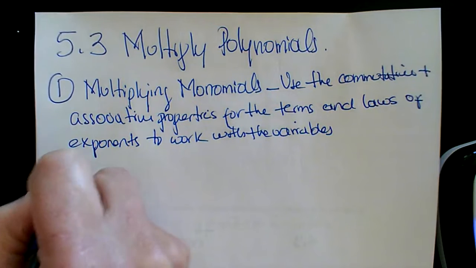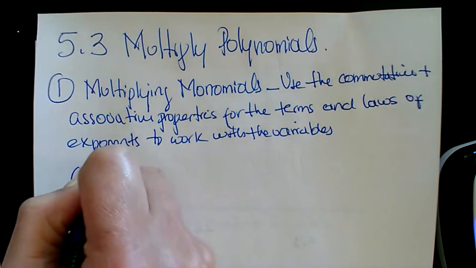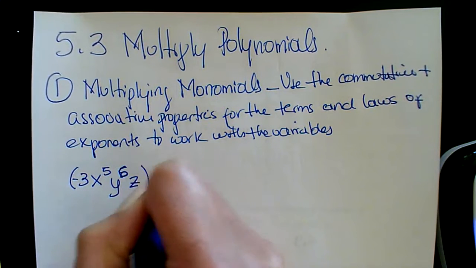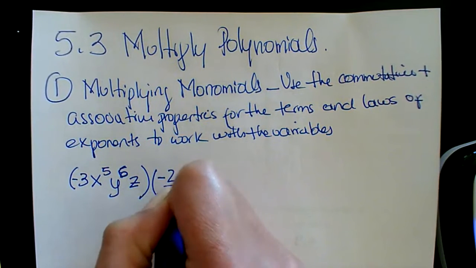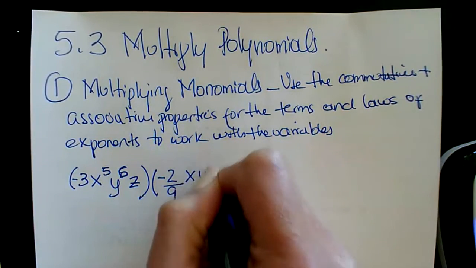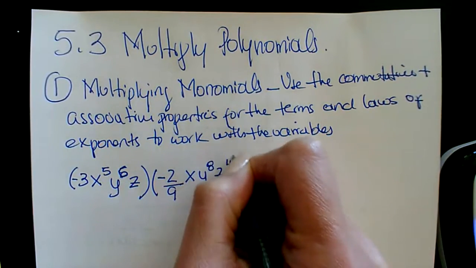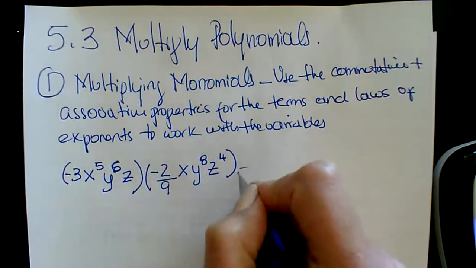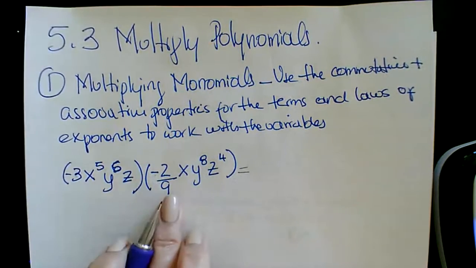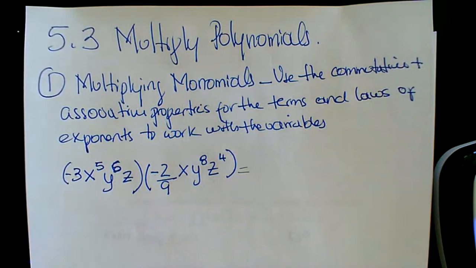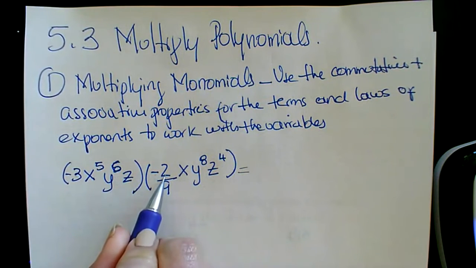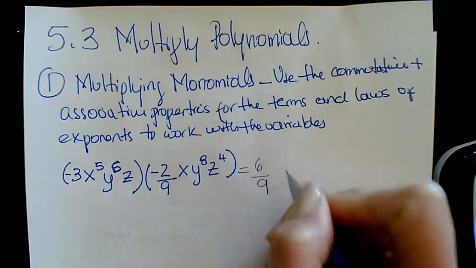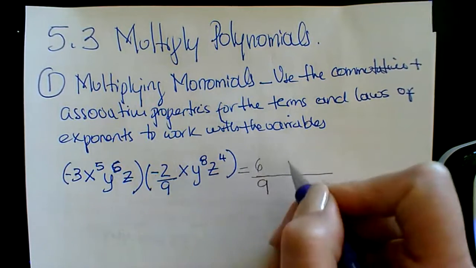We have negative 3x to the 5th times y to the 6th z. We're going to multiply by negative 2, 9x y to the 8th z to the 4th. All right, so what I will do first, I know my answer is going to be positive because both terms are negative. Now I have 3 times 2 is 6 divided by 9. I'll simplify later, okay?